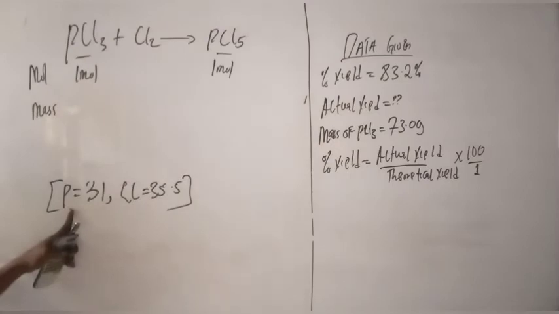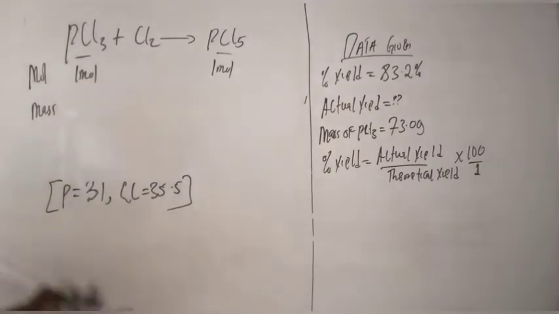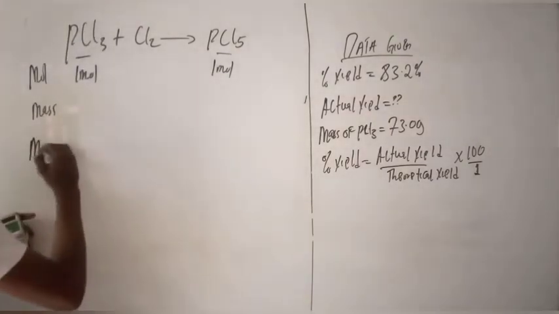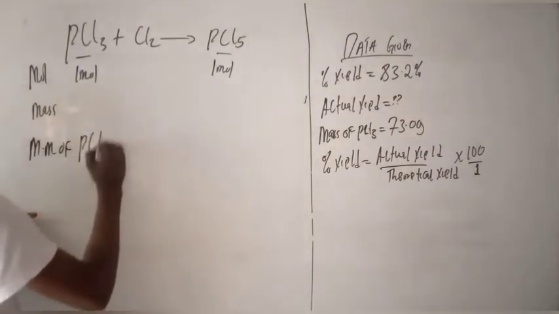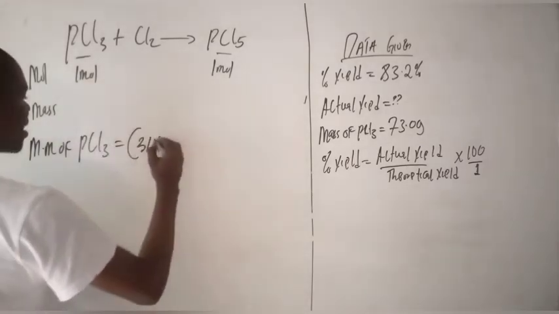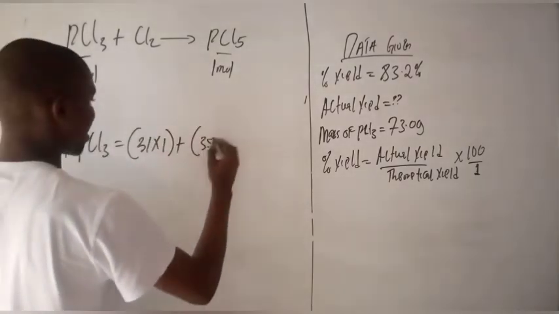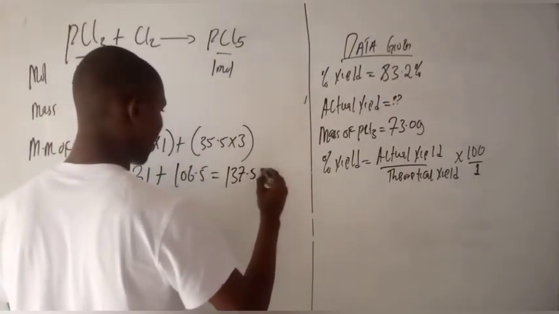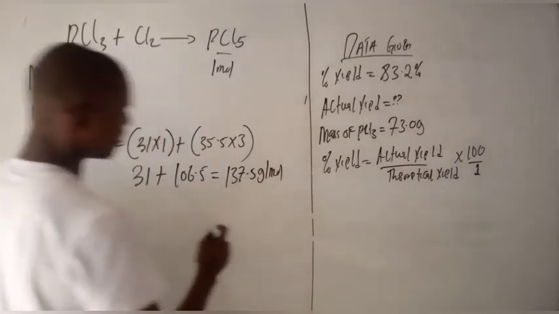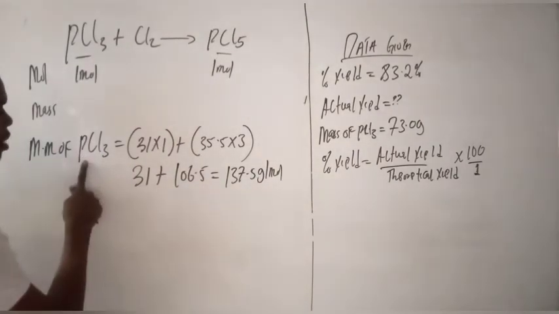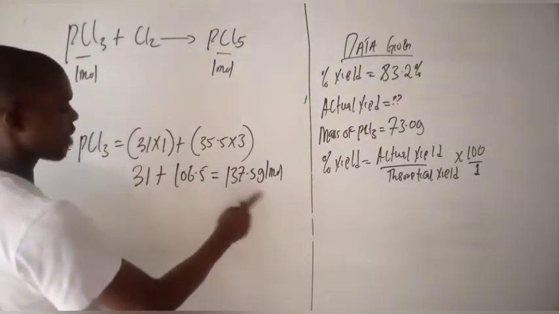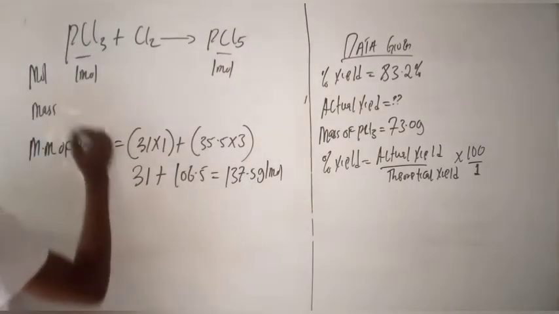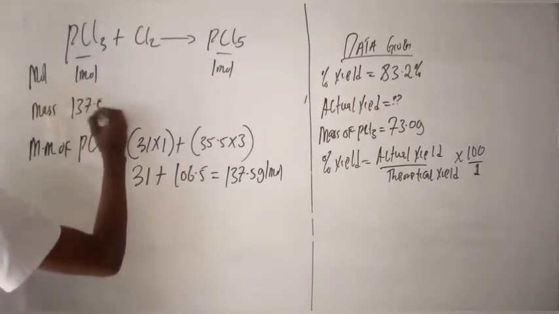Remember, the atomic mass of phosphorus is 31 and chlorine is 35.5. So the molar mass of PCl3 is going to be 31 times 1 plus 35.5 times 3, which is 137.5 gram per mole. What does it mean? For every 1 mole of PCl3 you have 137.5 gram of PCl3. So here we have 1 times 137.5, which is 137.5 gram.